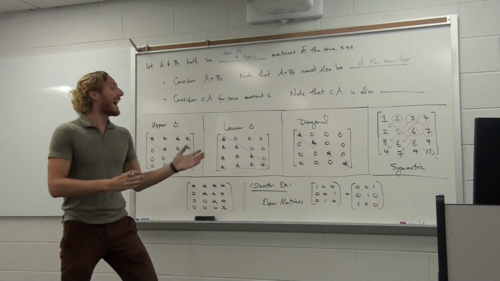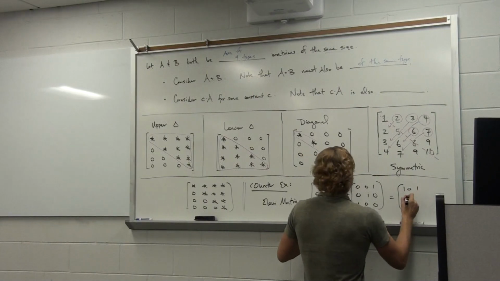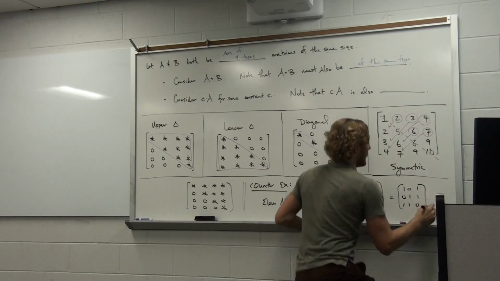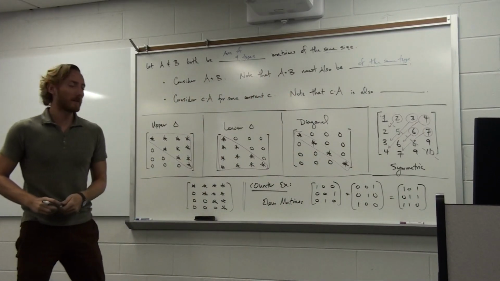But here's the big idea, add them together. When you add these together, you get something which is not elementary. That is not an elementary matrix, yet that is what results from adding elementary matrices together.